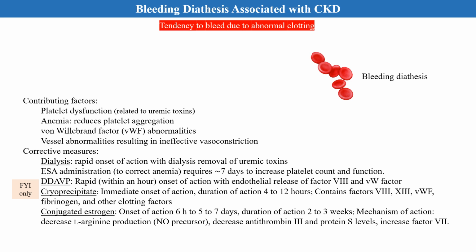Corrective options include dialysis to remove uremic toxins, correction of anemia with the use of ESA to improve platelet aggregation, the use of DDAVP to induce rapid endothelial release of factor VIII and von Willebrand factor, the use of cryoprecipitate, which contains factors 8 and 13, von Willebrand factor, fibrinogen, and other clotting factors, or conjugated estrogen to improve coagulation.